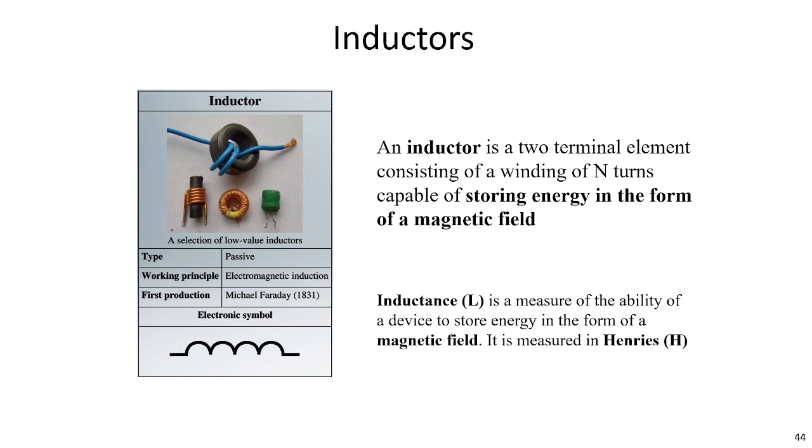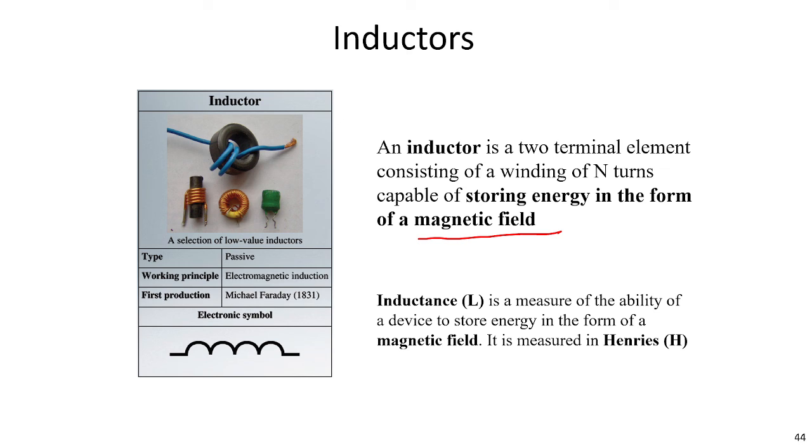Next device is the inductor. An inductor is a coil. We can make an inductor by ourselves, by turning the wire into a coil. So an inductor is a two-terminal element consisting of wire with n turns, capable of storing energy in the form of a magnetic field. The inductor is also one of the storage devices, but it stores the energy in terms of magnetic field. The capacitor stores in the charge form, but the inductor stores in the magnetic field.